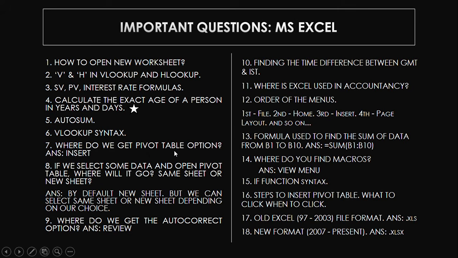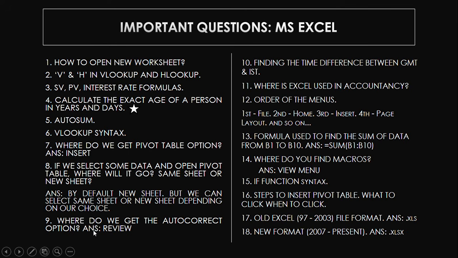Where do we get the pivot table option? The answer is the insert menu. If we select some data and open a pivot table, where will it go? Same sheet or new sheet? Okay, and the answer for this is by default it will go to the new sheet, but we can select the same sheet or a new sheet depending on our choice. So we have a choice over there. But if you don't want to choose anything, if you want to go by the default option, then by default it goes to a new sheet. So select the option accordingly.